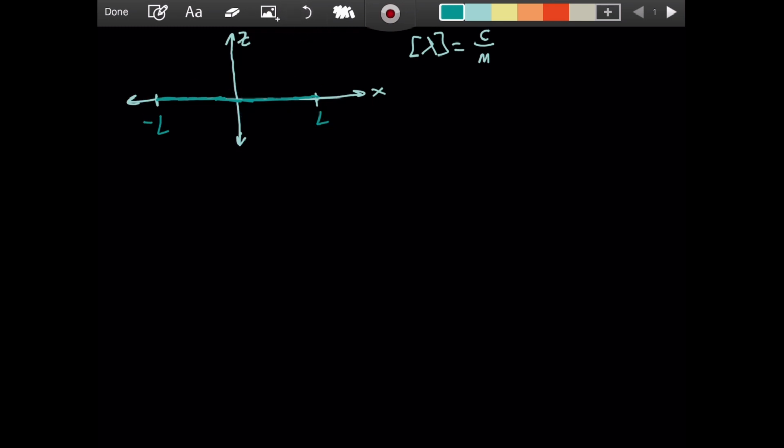Now, what we want to find is the electric field due to this rod at a point Z above its midpoint. So this height is Z. And we want to find the electric field here. What is it? Well, if you want, you can pause the video, try it on your own, and when you're ready, continue the video, please.